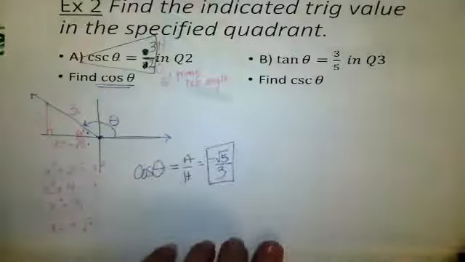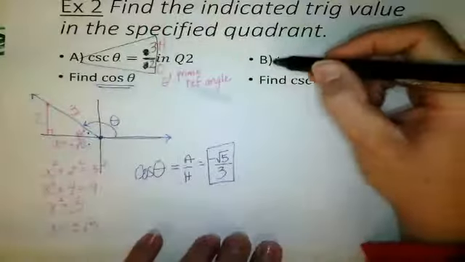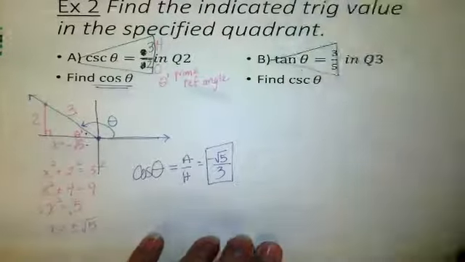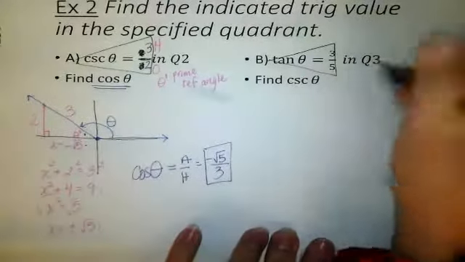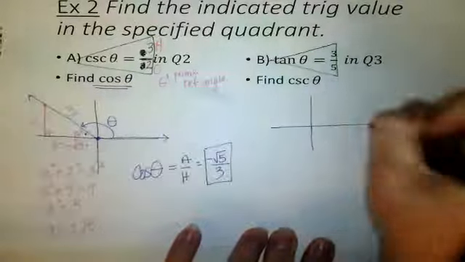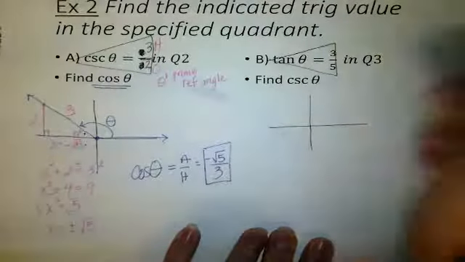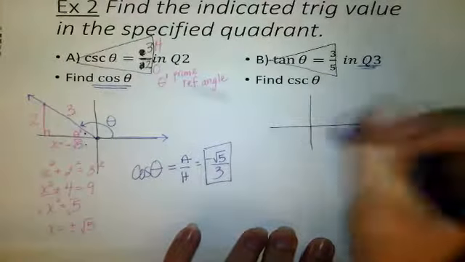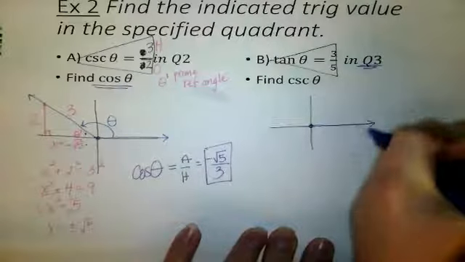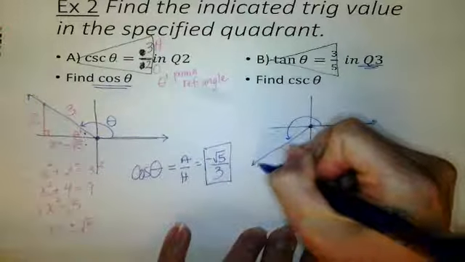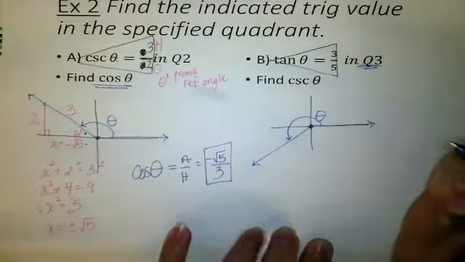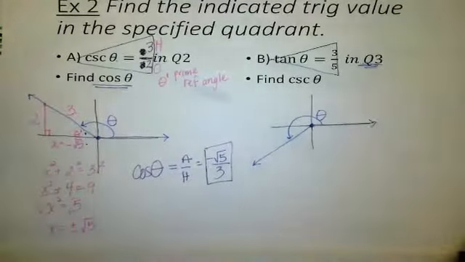So once again, they're giving me a trig equation here. And anytime we have a trig equation, that means we have a triangle to draw. This time the angle is in quadrant 3. So I'm going to draw my angle theta in quadrant 3. So that's a big angle. There it is. There's my big angle theta ending in quadrant 3.